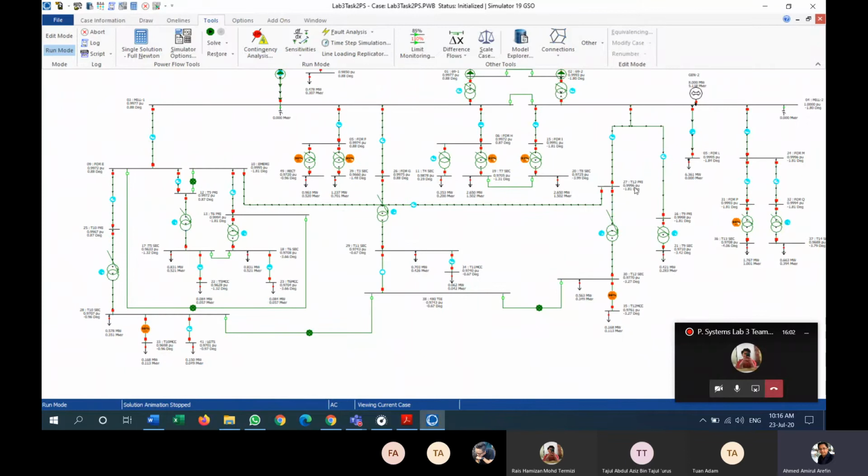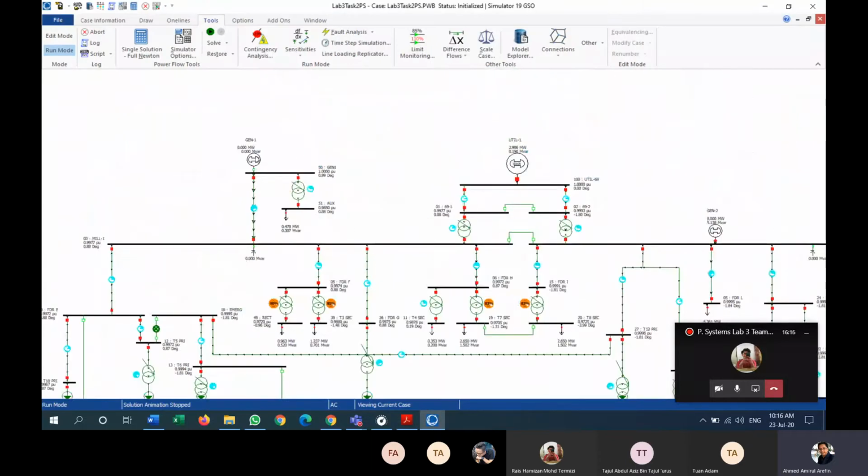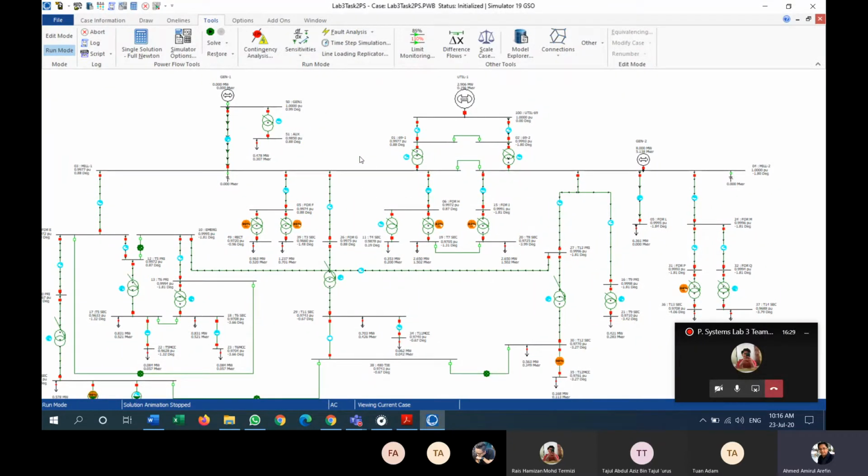So there should be some influences on all buses. And also you can see they said outage of generator Gen 1. Outage means it's not in service. This particular generator is not in service, it is in outage. So you have to find out the particular diagram differences. Those are the fundamental things.